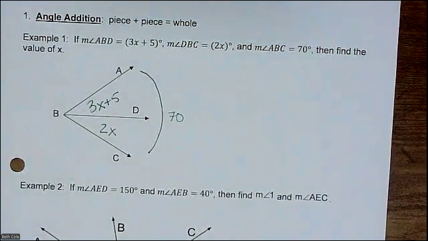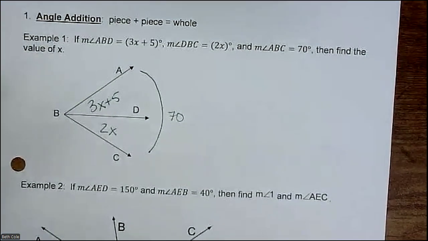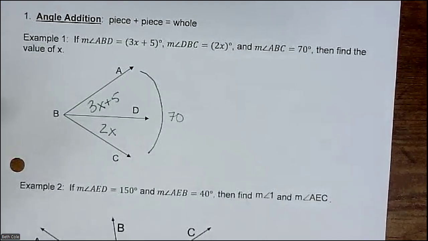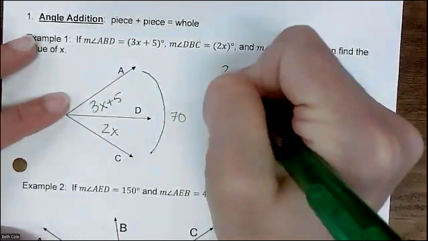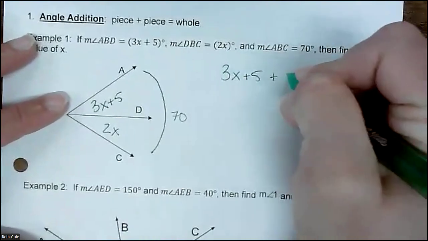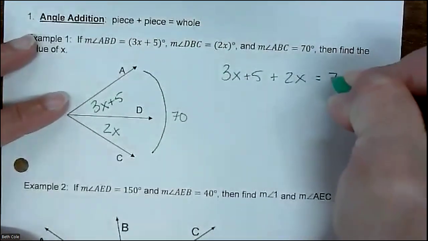Do you remember last time how we either added things to 90 or added them to 180? Now you're going to add it to whatever it tells you it is. In this case, it's 70. So could anybody use their common sense and set up a problem for us? It'll be 3x plus 5. Good job. Yeah, plus 2x equals, perfect.